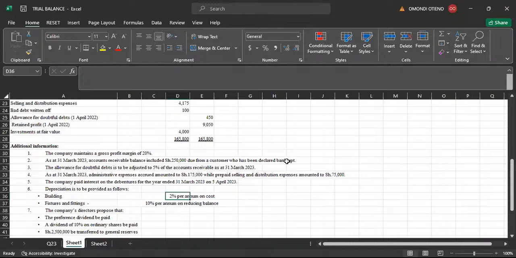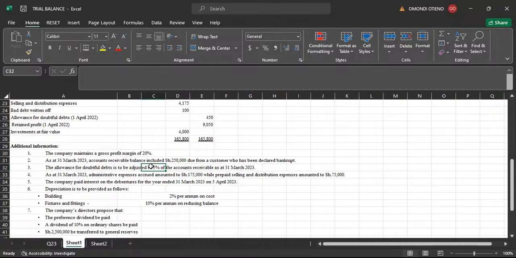The allowance for doubtful debts is to be adjusted to 5% of the accounts receivable as at 31st of March 2023. The accounts receivable value that we are going to subject to this 5% should be the net amount. So we first of all get our accounts receivable, we subtract the bad debts written off, or the doubtful debts that has been written off, this 250. The amount that is remaining is what we subject to 5%.